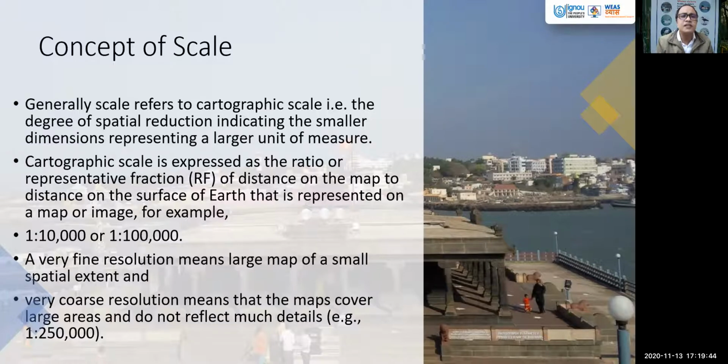It is very simple. Scale refers to a cartographic scale, that is the degree of spatial reduction, indicating that a smaller dimension represents a larger unit of measure. So that is the representative fraction. Since most of you know about the concept of scale, I will not go into detail. In some topographic maps, you will find the meaning of this.